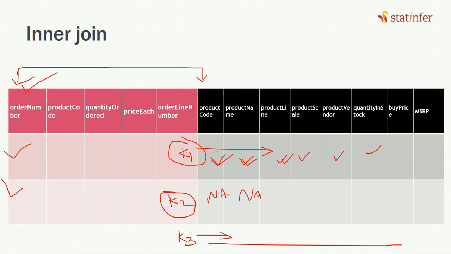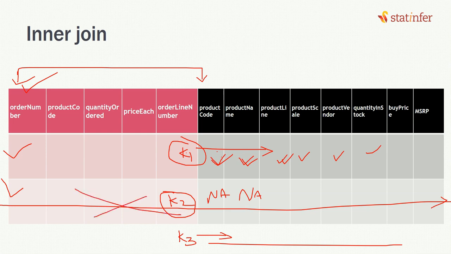K2, if it is not matching, this overall row will be dropped. So we will not take this row in the final output. Why are we doing that? Maybe in some scenarios we don't want to show the information when it is not matching.